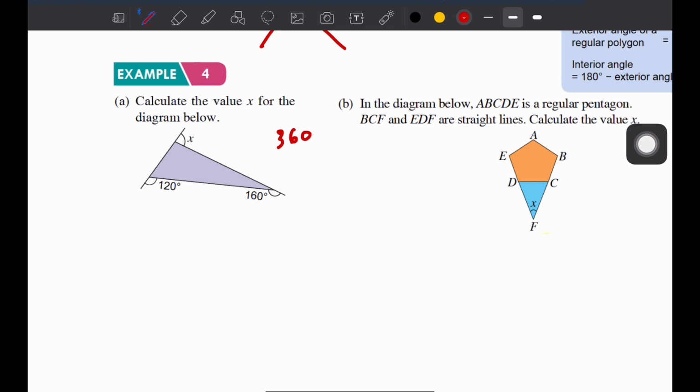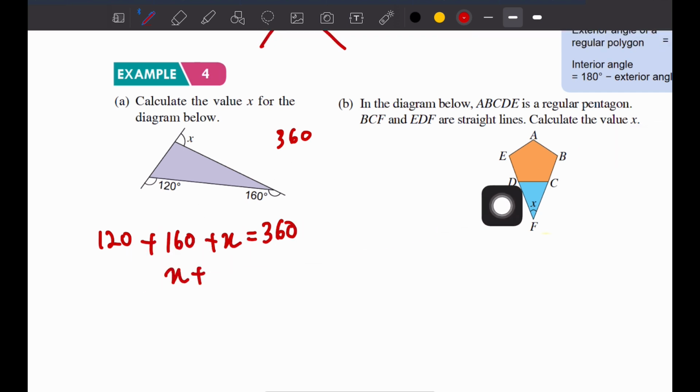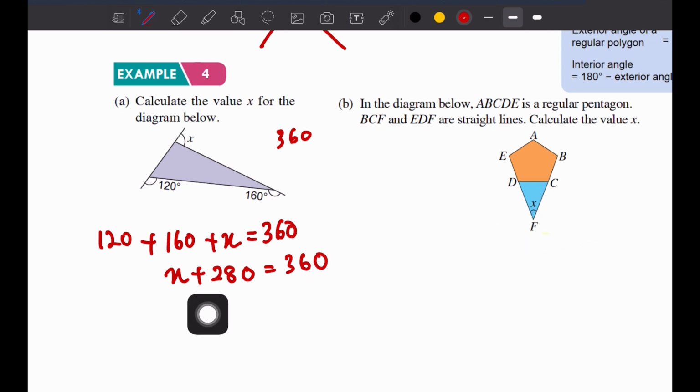Okay, so I know that 120 plus 160 plus x is equals to 360. So x plus, okay, you add up these two numbers, 280, okay, 360. So the question only wants x. Okay, so nak x kita kena buang 280. So minus 280, minus 280. So x is equals to 80. Okay, ataupun saya boleh buat macam ni lah, tambah pindah sebelah jadi tolak, benda yang sama.